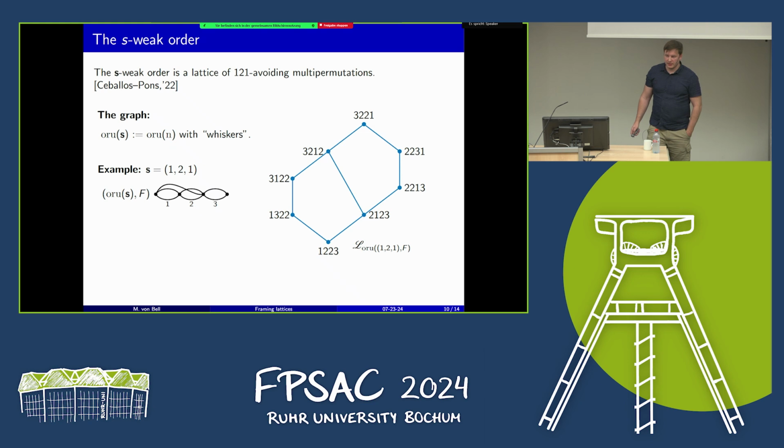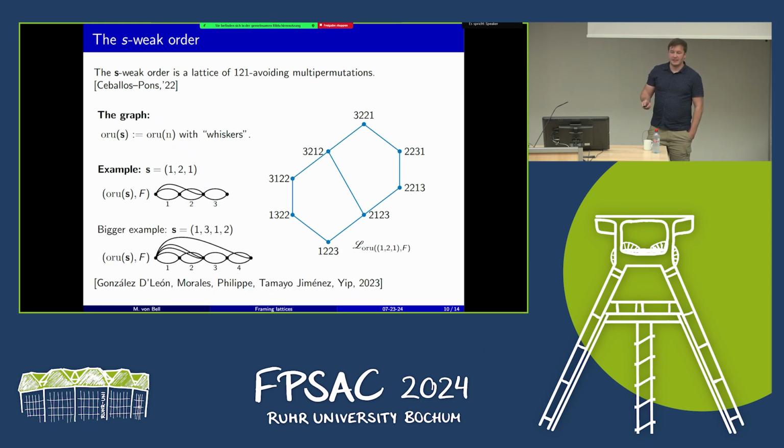And also, the s-weak order, which was the topic of the previous talk, can be obtained. Now you take the Aruga graph like we did before, but we add whiskers to these caterpillars, and you get these types of graphs. We saw examples, very much nicer examples than this one, in the previous talk. I also want to point out that the hard work here was done by the team that Eva was a part of: Gonzalez de Leon, Morales, Felipe, Tamayo, Jimenez, and Yip. We just pointed out that, by the way, here's the partial order from the framing flow polytope perspective, while they had it from the s-weak order perspective.